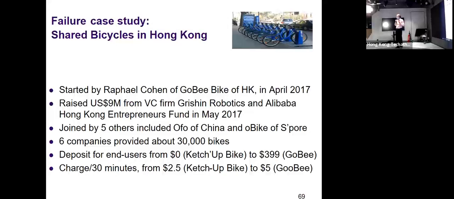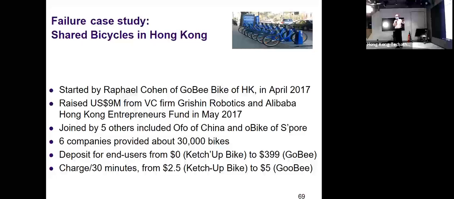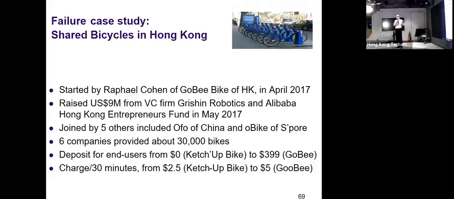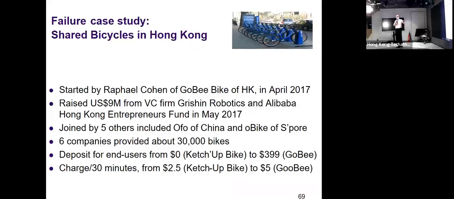Interesting revenue model for these companies. Catch Up Bike, no deposit. I just cannot imagine no deposit. Movie Bike is the most expensive, with a deposit of $99. Now the charge: Movie Bike is $5 per 30 minutes, and Catch Up Bike is $2.5 per 30 minutes. Now this is really no money to make, this is peanuts, because basically half an hour is usually enough for you to do the job. What is the job?